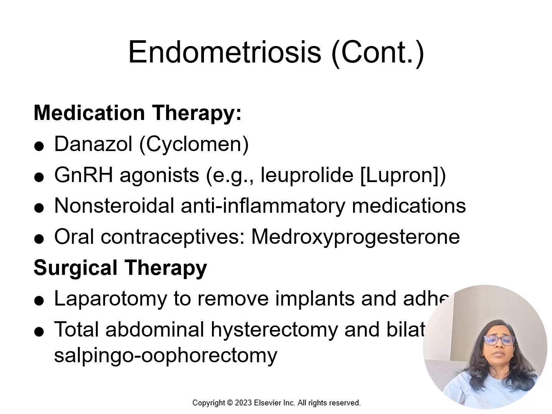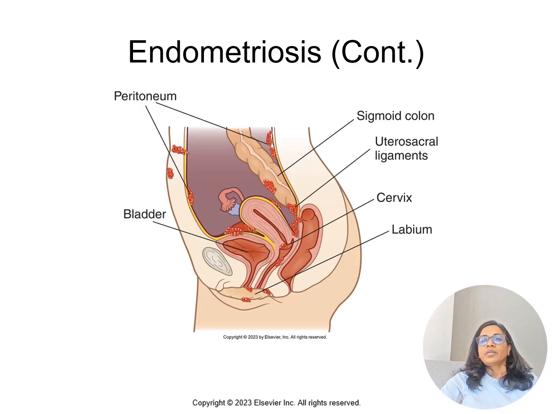Surgical therapy usually includes laparotomy or total removal of the uterus, which is hysterectomy. If it's done along with the removal of the fallopian tubes and the ovaries, then it's called hysterectomy with salpingo-oophorectomy. Salpingo stands for the fallopian tubes and oophorectomy is the removal of the ovary. So if we do hysterosalpingo-oophorectomy, it means we removed the uterus, the fallopian tubes, and the ovaries. This is a picture of endometriosis. You can see that endometrial tissue, which ideally should be present inside the uterus, is present all over the pelvic cavity.